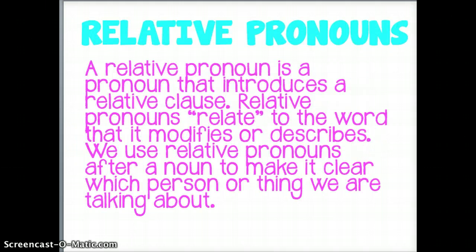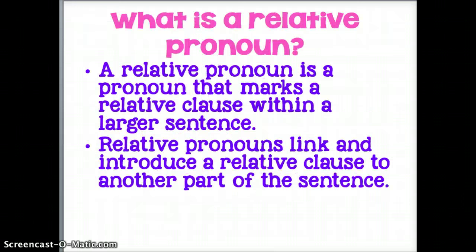A relative pronoun is a pronoun that introduces a relative clause. Relative pronouns relate to the word that it modifies or describes. We use relative pronouns after a noun to make it clear which person or thing we are talking about. A relative pronoun is a pronoun that marks a relative clause within a larger sentence. Relative pronouns link and introduce a relative clause to another part of the sentence.